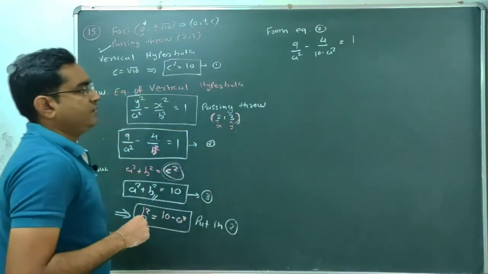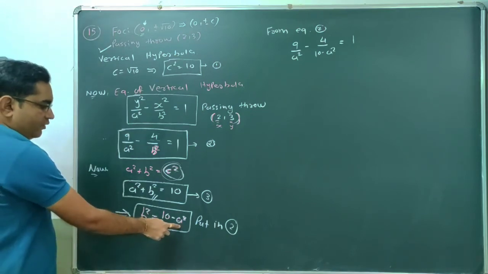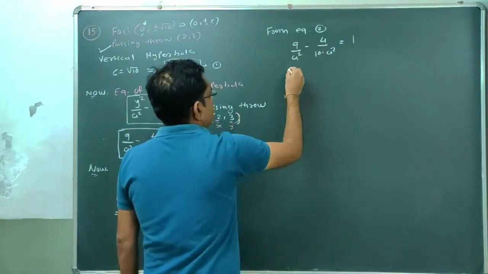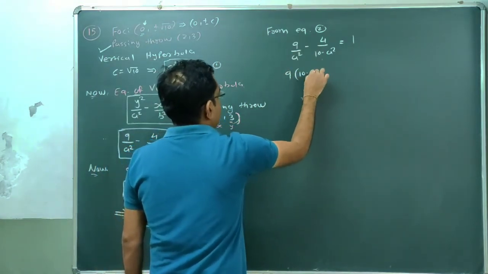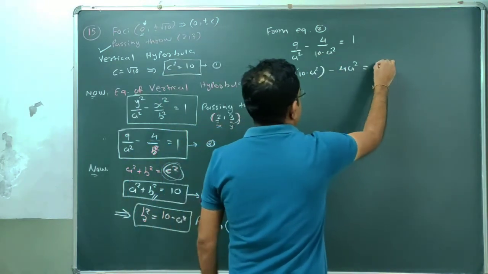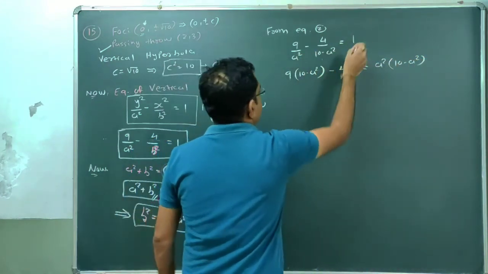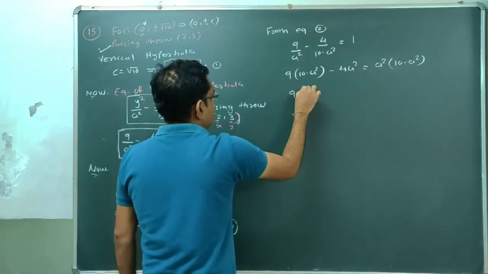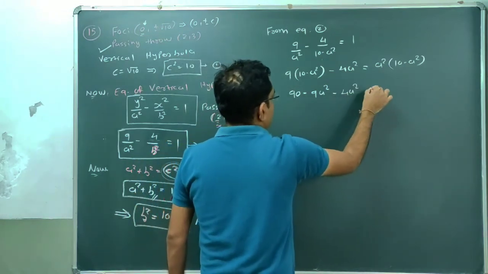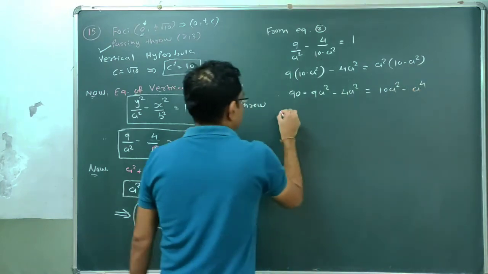Now we have to solve this equation and we have to find the value of a square and b square. Done. So first we'll try to find a square and hence we'll get the value of b square. So solve this equation. So cross multiplication, 9 into 10 minus a square minus 4 into a square, and LCM is a square into 10 minus a square, right, this will multiply and come here. So this will be 90 minus 9a square minus 4a square equal to 10a square minus a raised to 4.